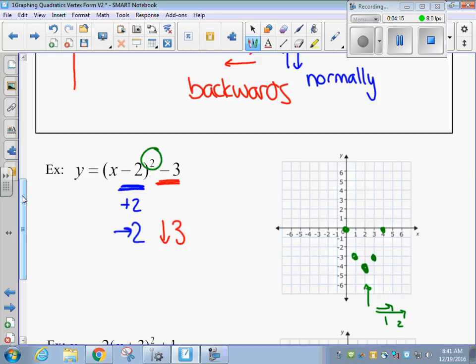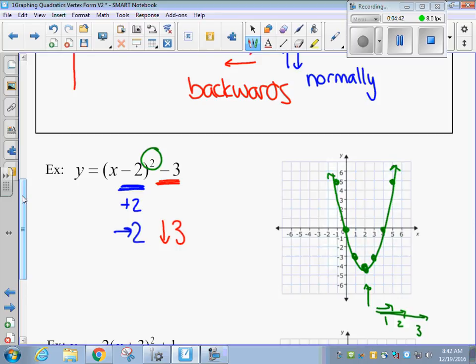So I'm going to go back to my vertex. This time, I'm going to go out 3. And I say 3 squared is 9. So I'm going to go out 1, 2, 3, up 1, 2, 3, 4, 5, 6, 7, 8, 9, and do my points. Now, like I said, we can keep going. We can go out 4, go out 5, go out 6, but this is enough to get the general shape, which we see is a nice curvy U. And you have just graphed a quadratic.